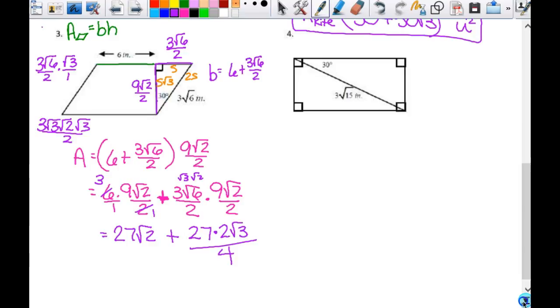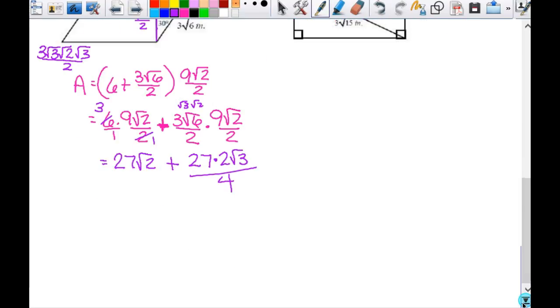So now, should I just multiply 2 times 27 at this point? I mean, I can. There's nothing wrong with that. But is there something else I could do instead? Can I simplify? Yeah. I can reduce this, right? 2 goes into 2 once, goes into 4 twice. I didn't have to actually multiply and get a bigger number there. And my final area is 27 square root of 2 plus 27 square root of 3 over 2. We're all good with that?